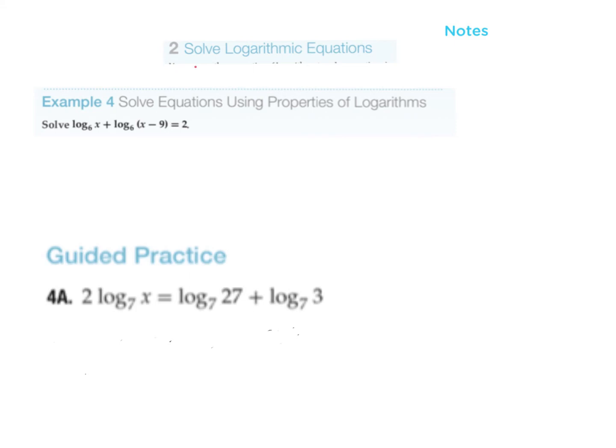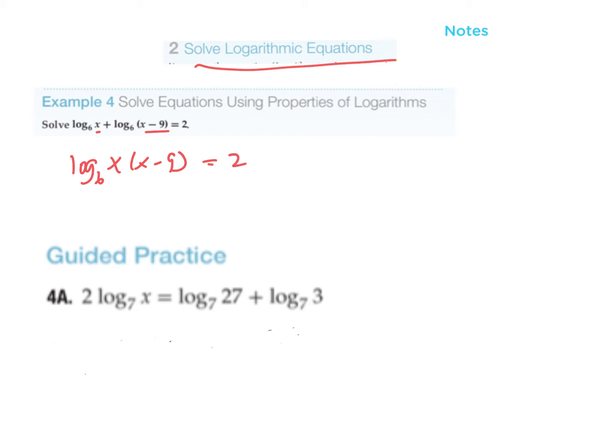So now what we're going to do is solve logarithmic equations, and we're going to use those properties we learned to solve. So here's an addition problem. We have log base 6, and addition means I can multiply these two things. So I'm going to rewrite this as log base 6 of x times x minus 9 equals 2. All I did was use the properties the other way.